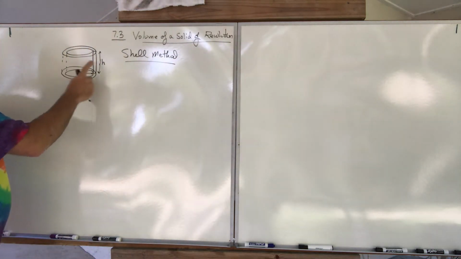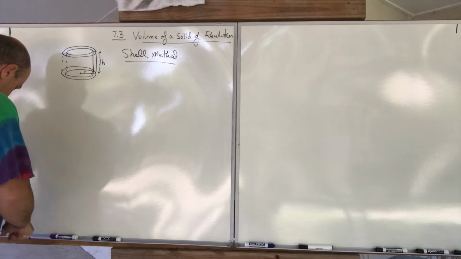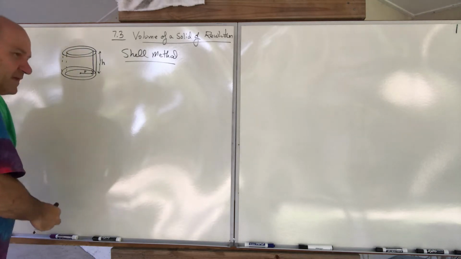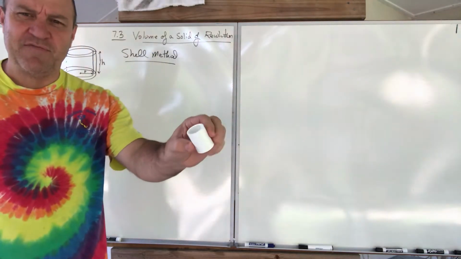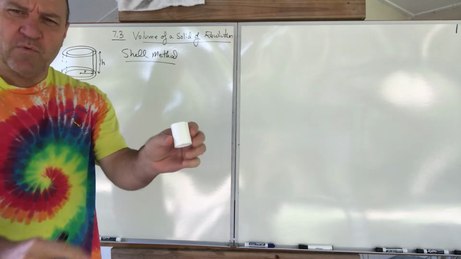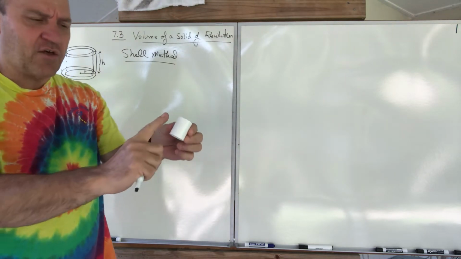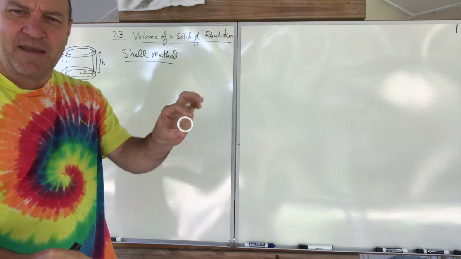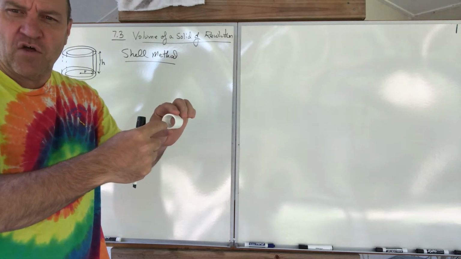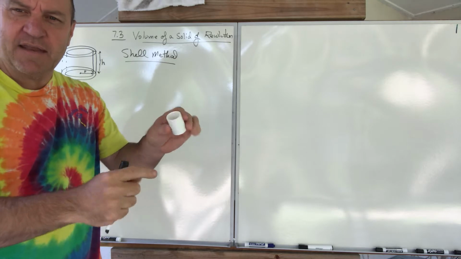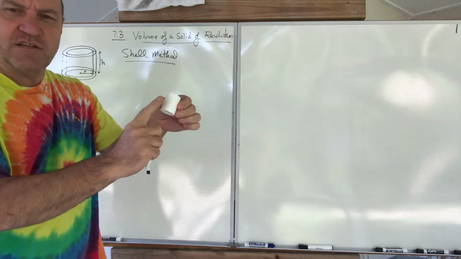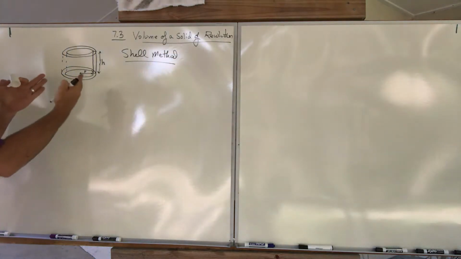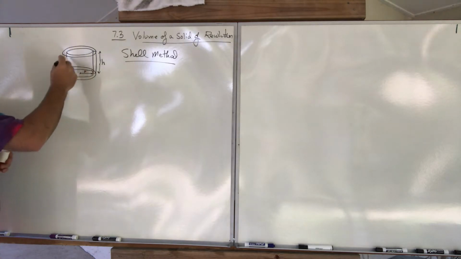So this is a picture of a shell. It kind of looks like this piece of PVC pipe, hollow. When we talk about the volume of this shell, we're just talking about the actual plastic. This is a plastic PVC pipe. So we're not talking about the hollow empty space inside. So the volume of the shell is just the plastic. So here's a picture of the volume of this shell.